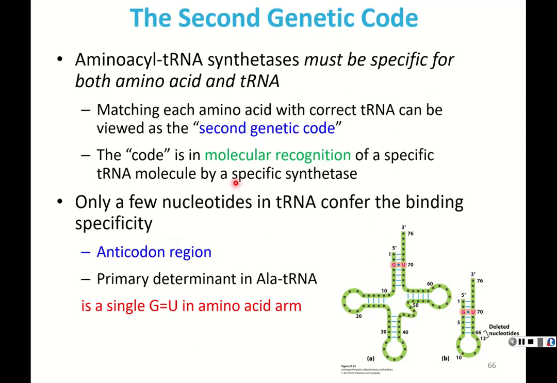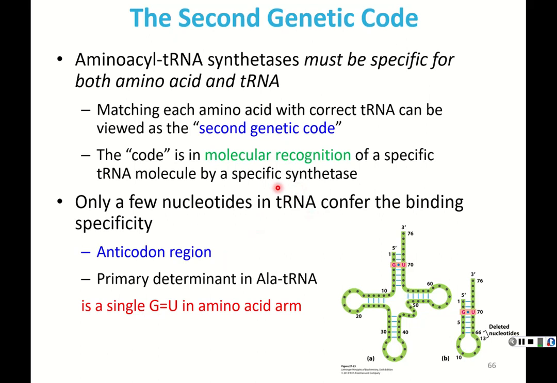Okay. These tRNA synthetases are often referred to as having a second genetic code because they have to be specific for both the amino acid and the tRNA. So matching each amino acid with the correct tRNA can be viewed as a second form of a genetic code. The code is in the molecular recognition of a specific tRNA molecule by a specific synthetase.